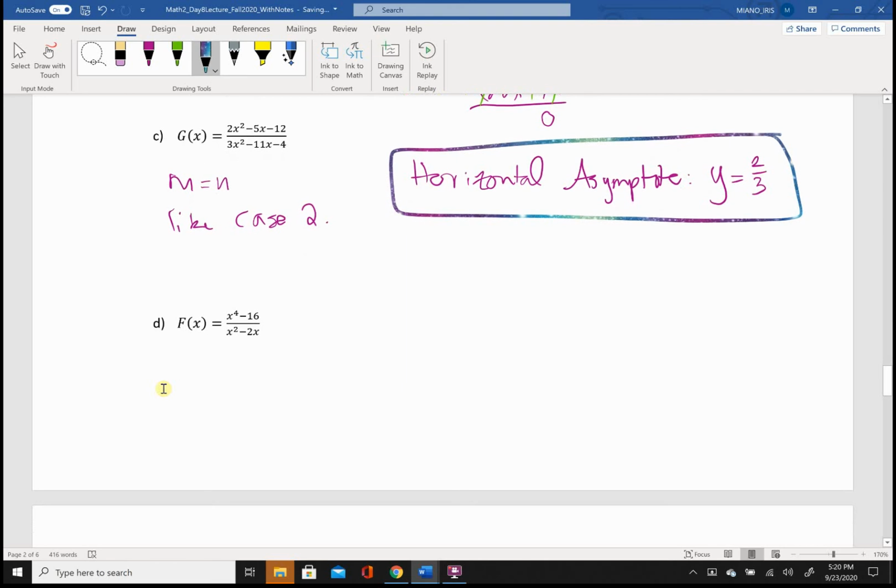Oh, check that out. The relative degrees are 4 and 2 for numerator and denominator respectively. So it looks like the numerator is 2 more than the denominator. That looks like case 4 to me. So this is n is greater than or equal to m plus 2, which is like case 4.